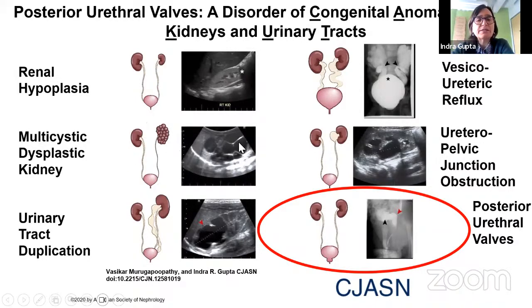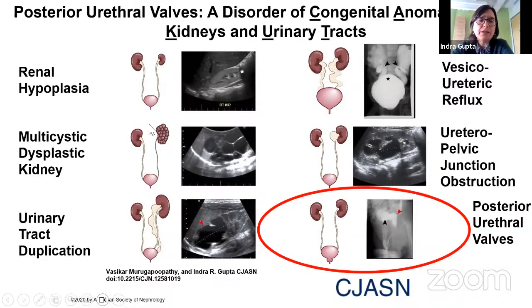The differential of a multicystic dysplastic kidney: sometimes it can actually look very similar to a pelvic ureteric junction obstruction. And the key trick for the ultrasonographer is to determine whether these cysts are communicating or not. Because if they're communicating, then you would think maybe you have a renal pelvis that's actually communicating with dilated calyces, as shown here. So that's the major differential for a multicystic dysplastic kidney, which is pelvic ureteric junction obstruction.